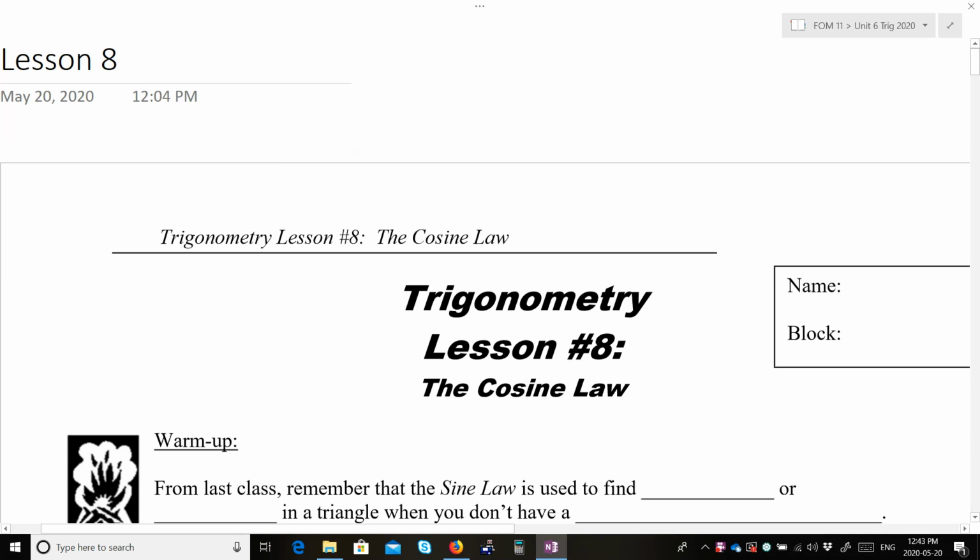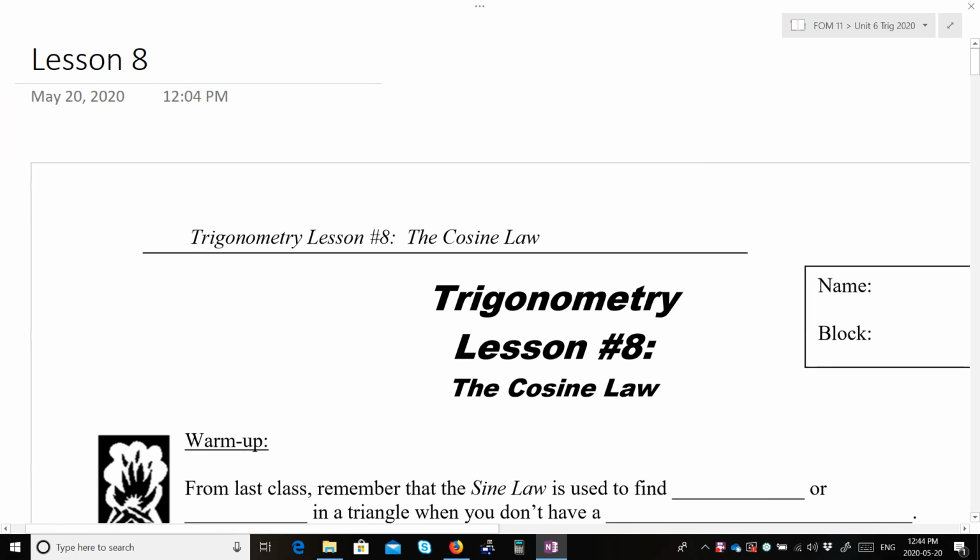Hi everybody, this is Trigonometry Lesson 8, which is the cosine law. We only have one more lesson after this in this unit. That would be Trigonometry Lesson 9. Okay, so we're almost done the unit, everyone.